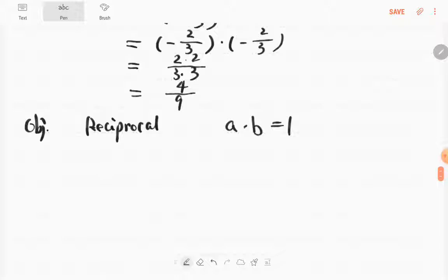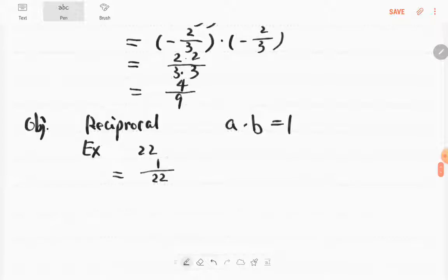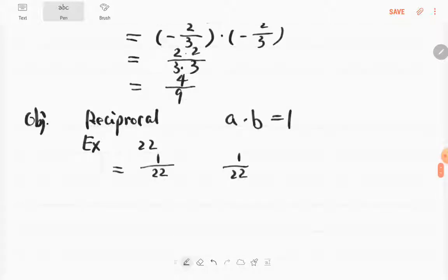So how can we get the reciprocal of each number? For example, 22. So if we know the reciprocal of 22 should be a number, the product will be 1. So it will be 1 over 22. Because we know 1 over 22 times 22 equals 1.